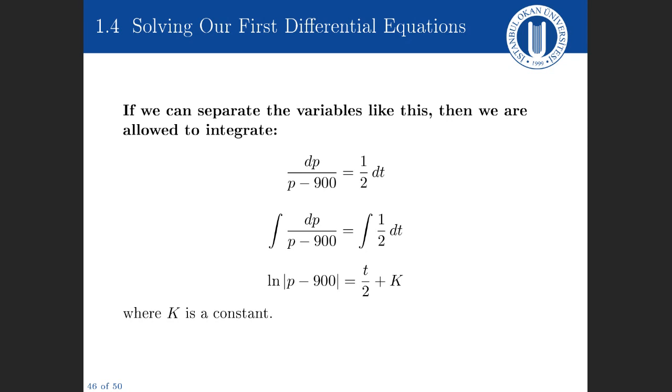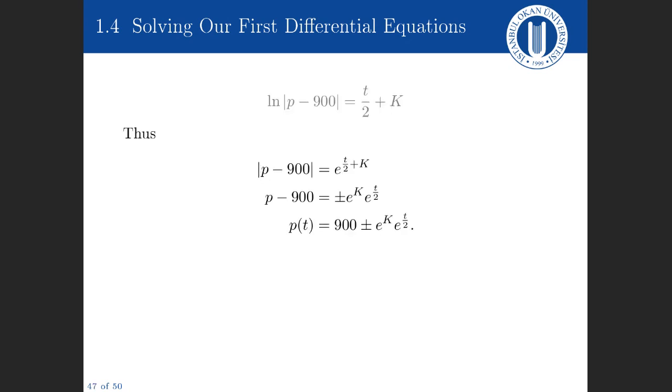And of course, we need a constant of integration. Yes, we're doing two integrals, but we only need one constant because we could combine them together if we wanted to. So just a plus k on the right-hand side. Now I want to rearrange this to find a formula for p.